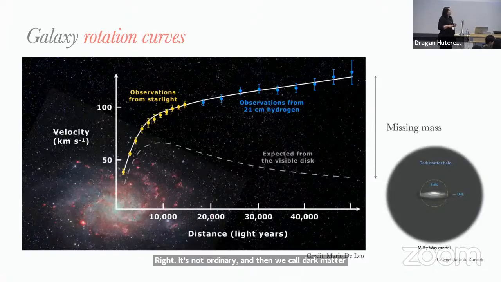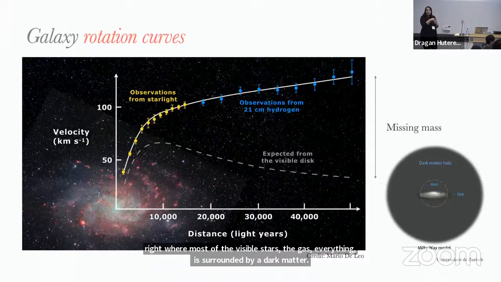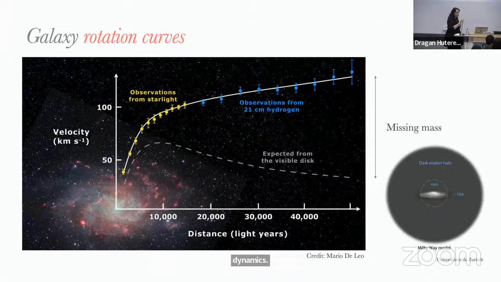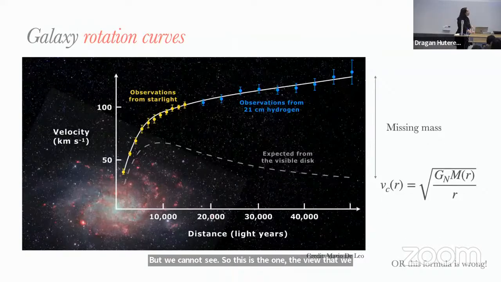So this gives you this view of the dark matter halo. The dark matter halo is going to have here the disk, where most of the visible stars, the gas, everything is, surrounded by a dark matter halo. So I can measure its effect through the dynamics, but we cannot see it. This is the view that we have of the halo thanks to the rotation curves.